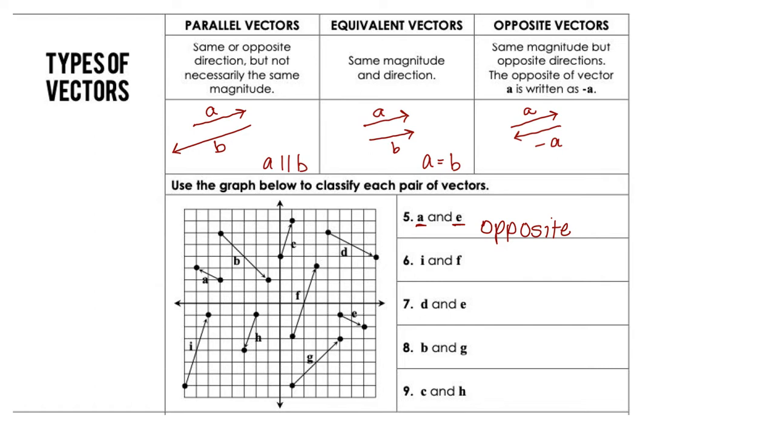Okay, so let's look at number 6. We've got vector I and vector F. So what is vector I and vector F? What do y'all think? Equivalent. Very good. Okay, number 7, vector D and vector E. Those are parallel. Very good.